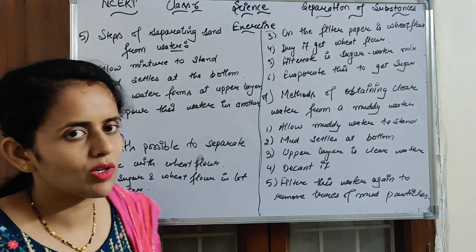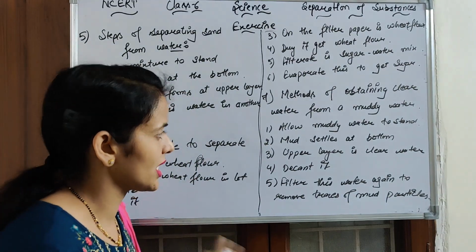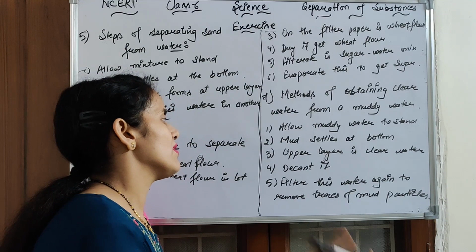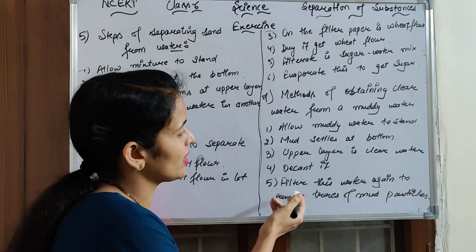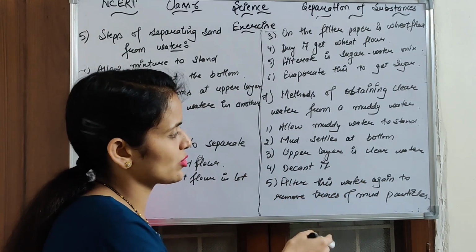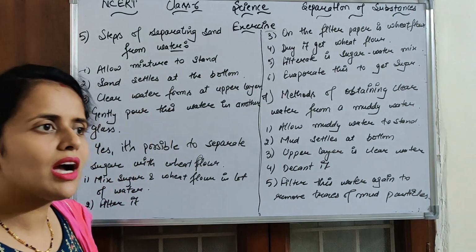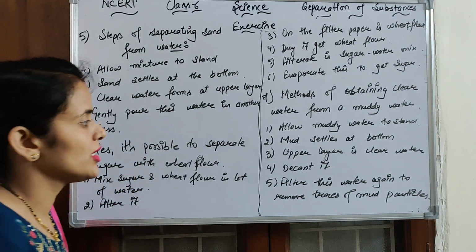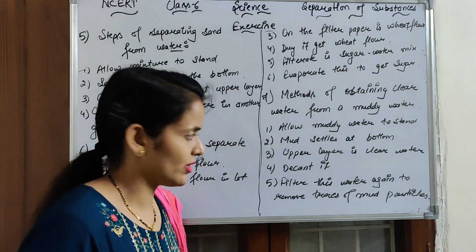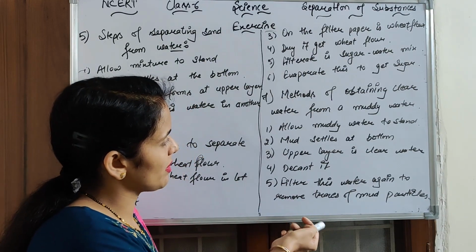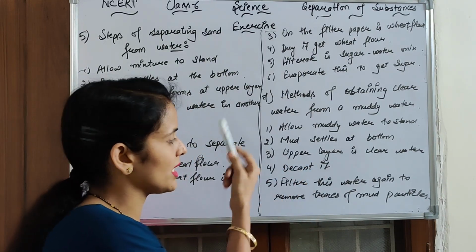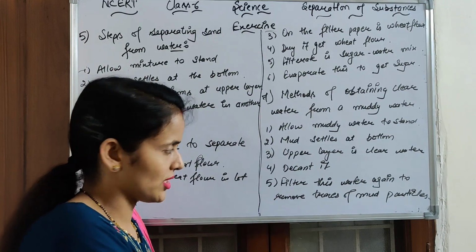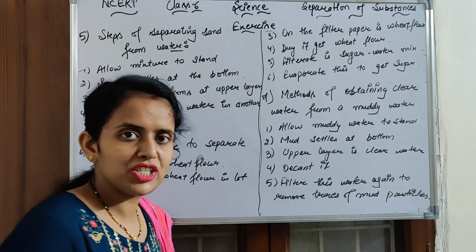We will pour the upper water gently, or we can say carefully, into another bucket, and we decant it and filter this water again to remove traces of mud particles. Again you have to filter the water to get the pure form of the water. Firstly we use decantation, then we use filtration. Two methods are there, decantation and filtration.